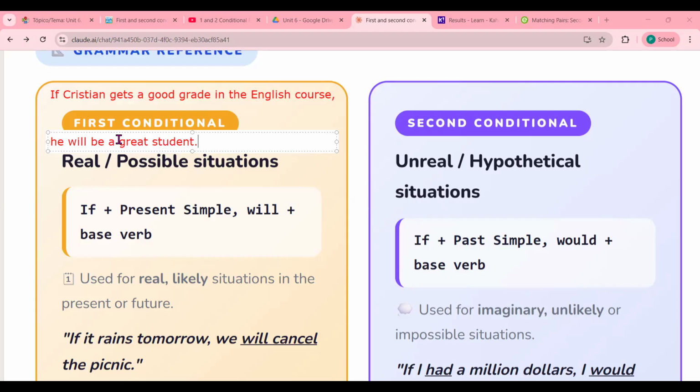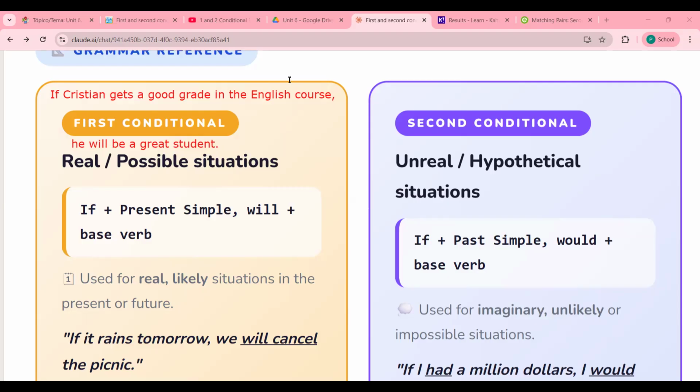Yes, this is a possibility, my dear Christian, with the first conditional. Normally, we use if to indicate the condition and will in the result. It's a possibility because you can study and then get a good score.